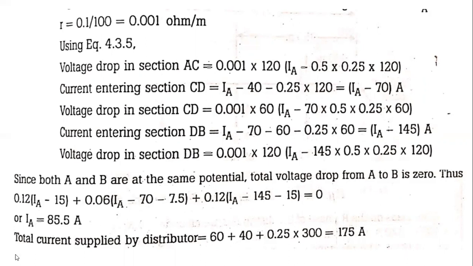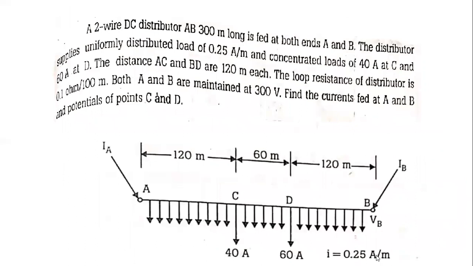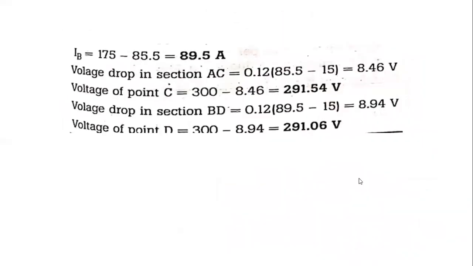That is the IA current. Next, the total current supplied by the distributor. The total current supplied by the distributor is 60 plus 40 plus 0.25 into 300. That is, 60 plus 40 plus the current 0.25 into the distance. What is the total distance? 120 plus 60 plus 120.